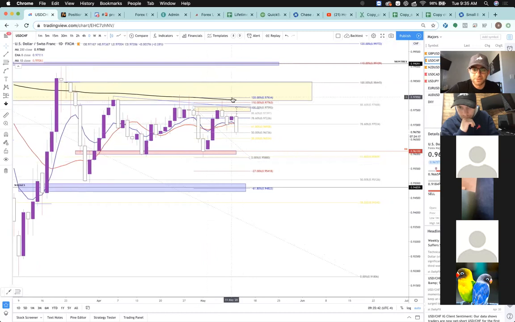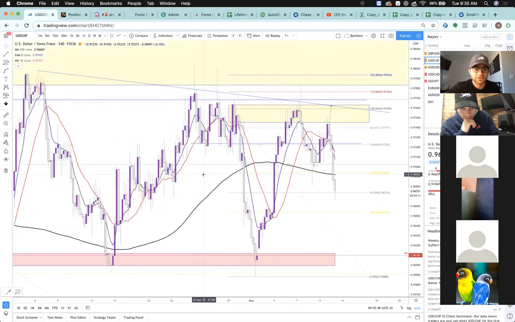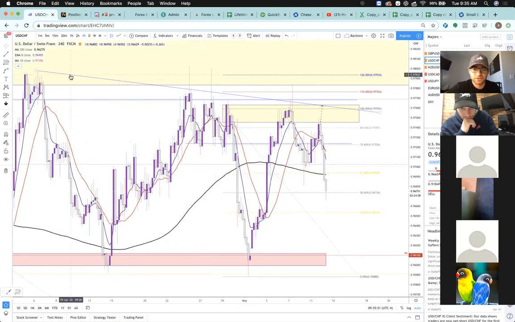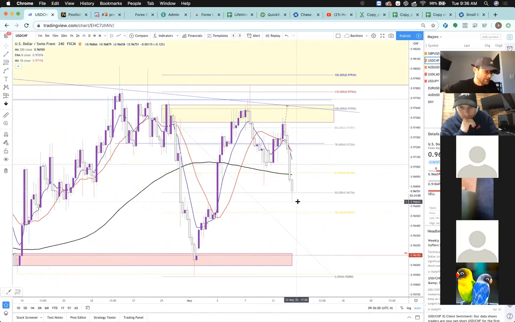We came up into the supply zone, found resistance again. We've got our trend line even in action there. This is just an easy trend line for us. Point A here, point B here, point C right here. Found that rejection and everything, and this thing played out pretty well.